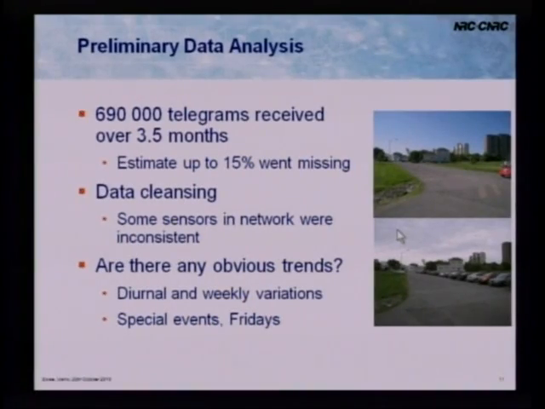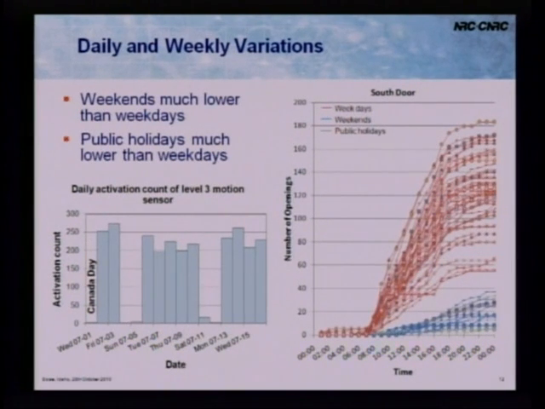So daily trends, weekly variations, and any special events. So a car park was closed over the course of a couple of days. Could we detect this in our sensor network? So we looked at the data several different ways.